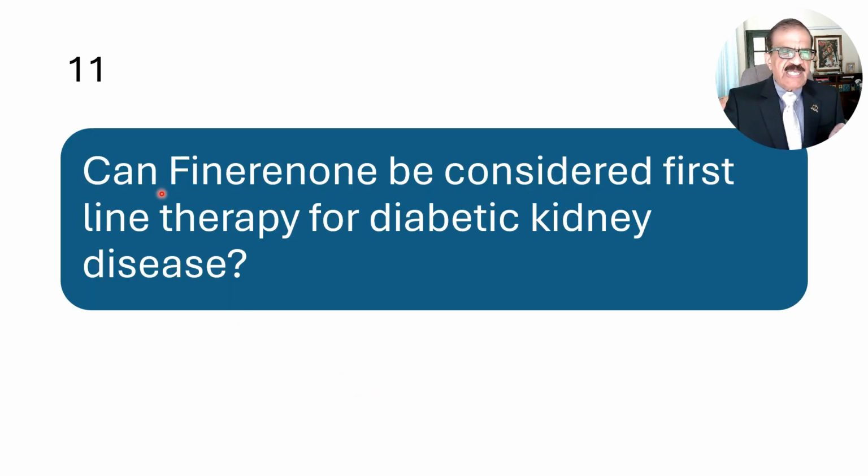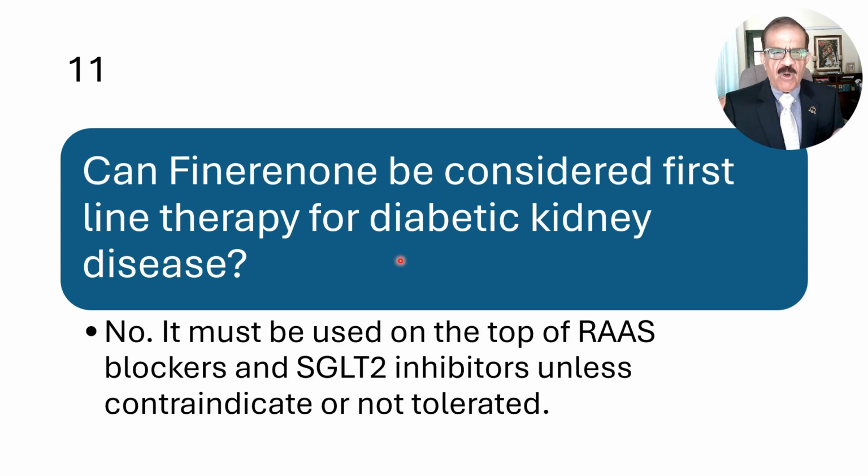Question number 11. Can finerenone be considered first-line therapy for diabetic kidney disease? If the results are so promising, can we consider it as a first-line therapy? No. All guidelines say these patients must be on a RAS blocker and SGLT2 inhibitors. Only then do you consider finerenone. The only exception would be if somebody has a contraindication for RAS blockers or SGLT2 inhibitors, or couldn't tolerate them at all, then you could probably use finerenone straight away.